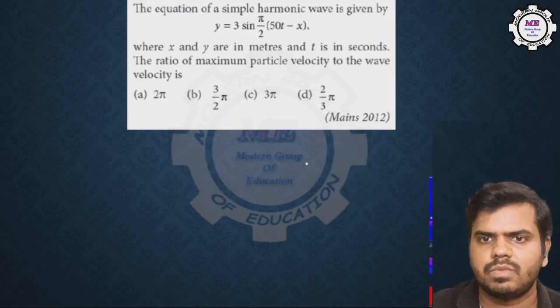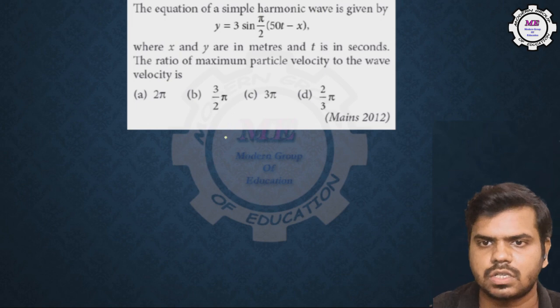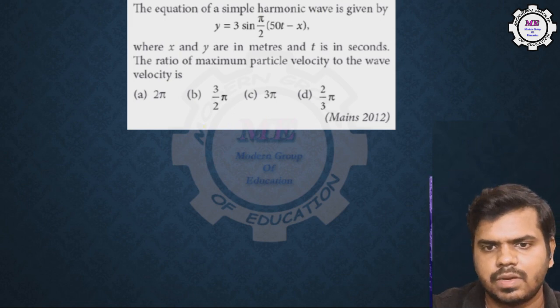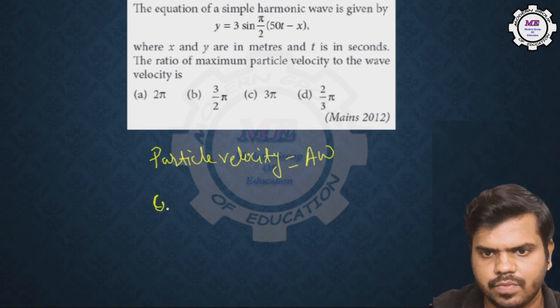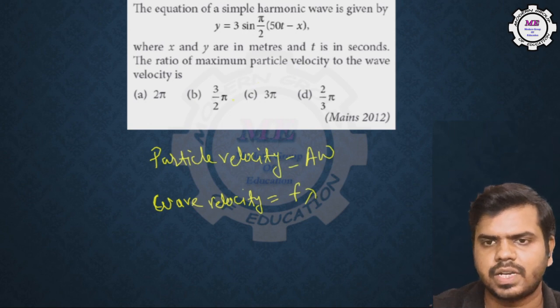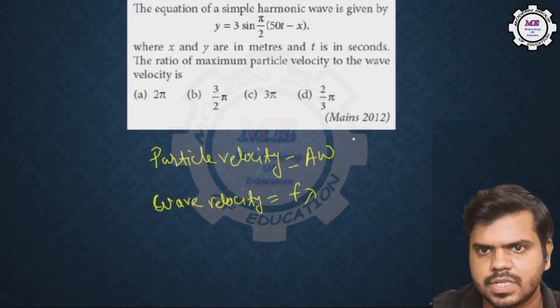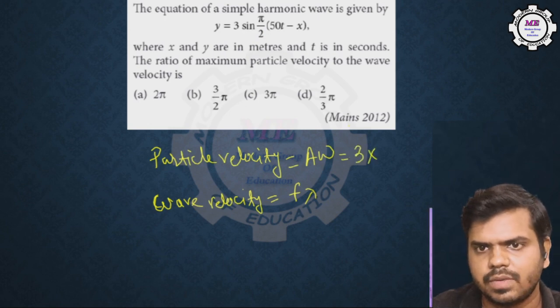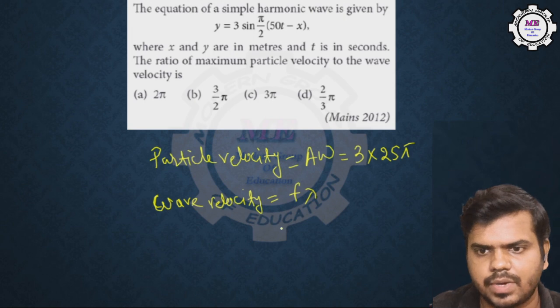Clear? The equation of a simple harmonic wave is given by y equal to 3 sin(pi by 2 (50t minus x)), where x and y are in meters and t in second. The ratio of maximum particle velocity to the wave velocity? This is a very important question of Mains 2012. Maximum particle velocity is a omega, which is 3 into 50 into pi by 2, that means 3 into 25 pi. And wave velocity is frequency into lambda.